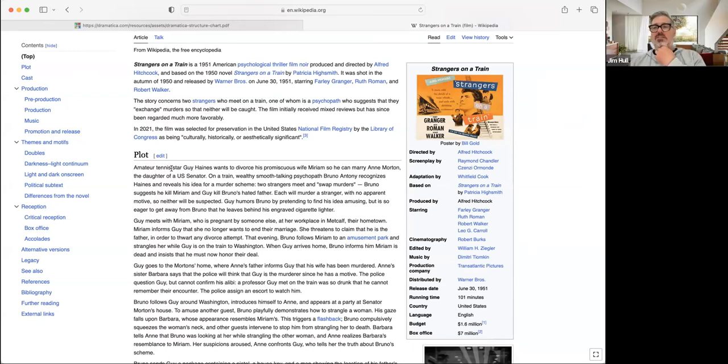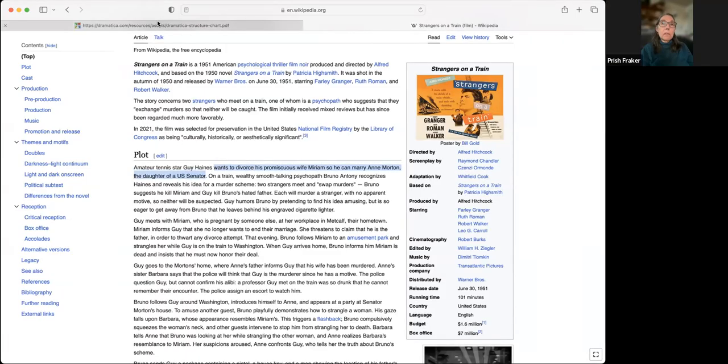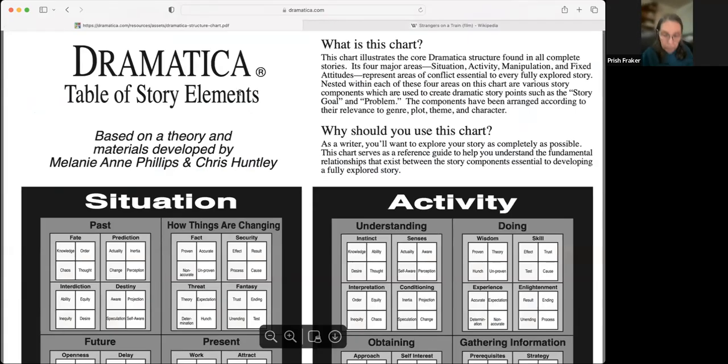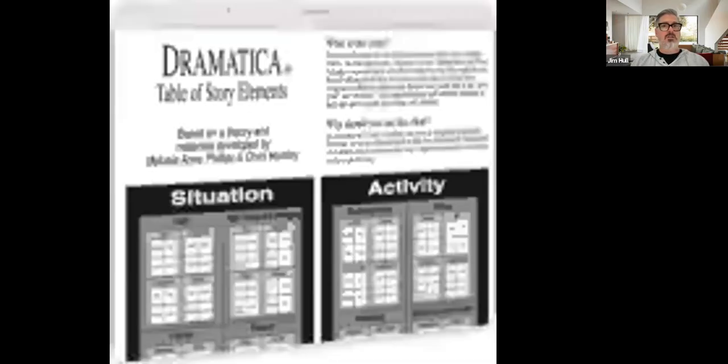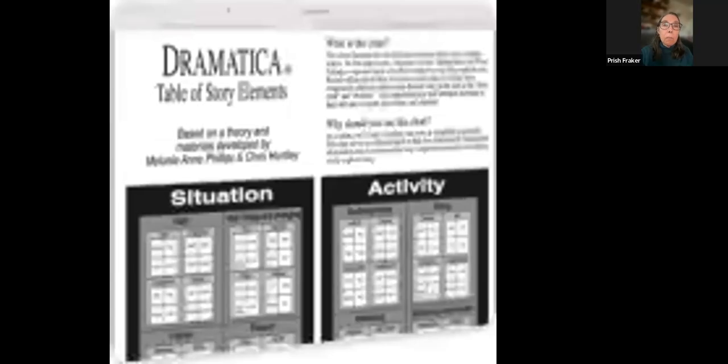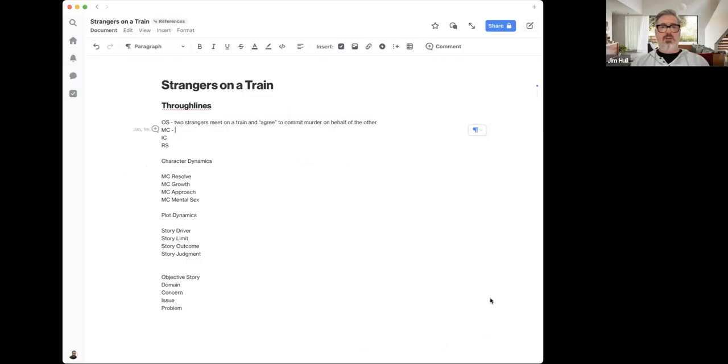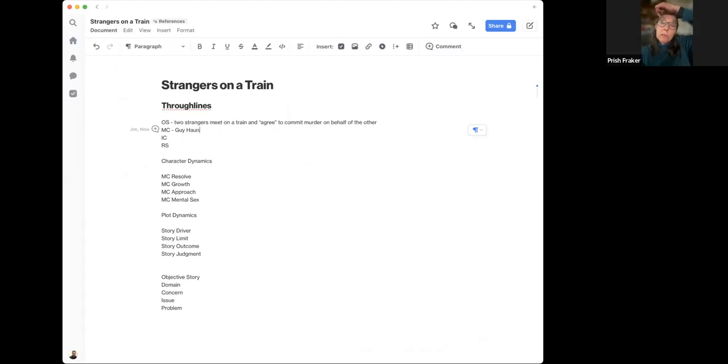So Guy Haynes is the tennis star. His promiscuous wife won't divorce him, and he wants to marry Ann Morton, who's the daughter of a U.S. senator, right? Does everybody agree that Guy is the main character, or do we think it's somebody else? Well, the other one is a perfect antagonist, in my opinion. Let's hold off on that. Do you guys have any idea for the main character? I agree that he's the main character.